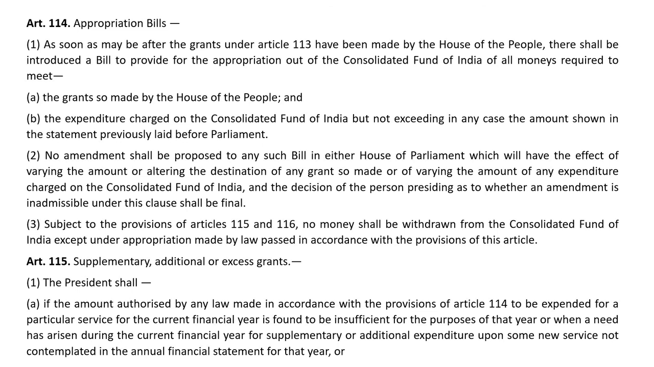Article 114, Appropriation Bill. As soon as may be after the grants under Article 113 have been made by the House of the People, there shall be introduced a bill to provide for the appropriation out of the Consolidated Fund of India of all monies required to meet the grants so made by the House of the People and the expenditure charged on the Consolidated Fund of India, but not exceeding in any case the amount shown in the statement previously laid before Parliament.